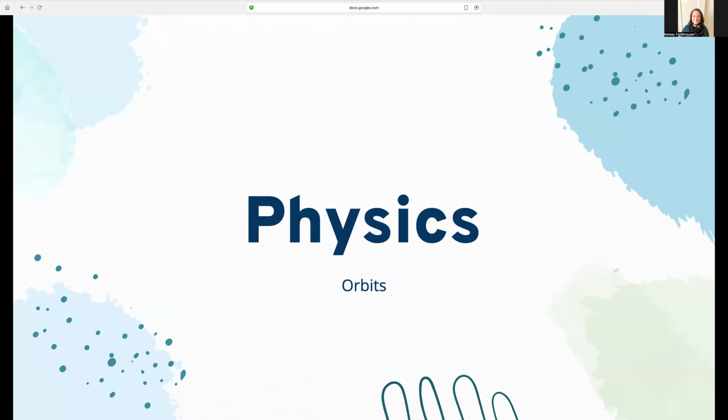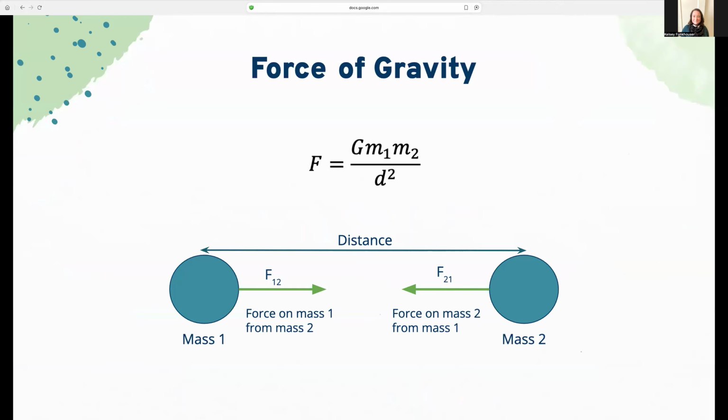Hello, let's talk about orbits. First, just a reminder of the force of gravity, which was discussed in the last lecture. And it's this equation, Newton's equation of universal gravitation, where the gravitational force between two massive objects is equal to this gravitational constant times the mass of each object divided by the distance between them squared.